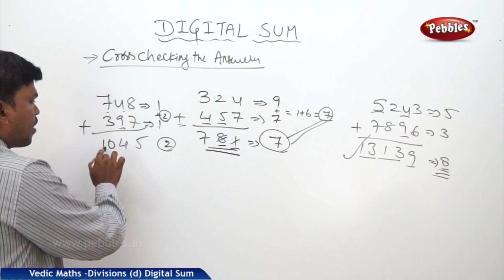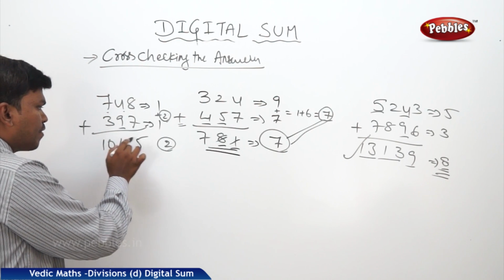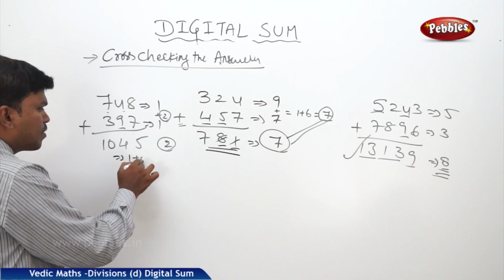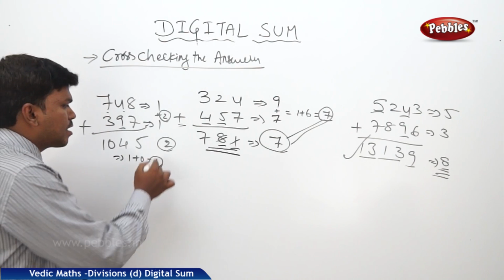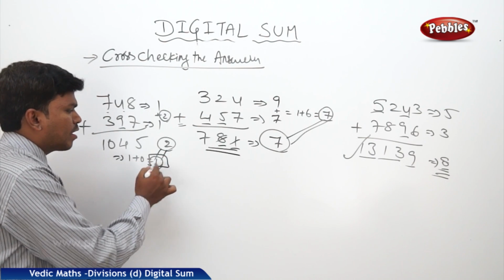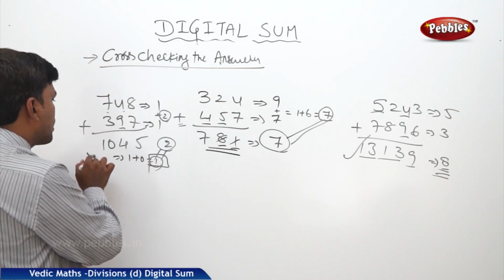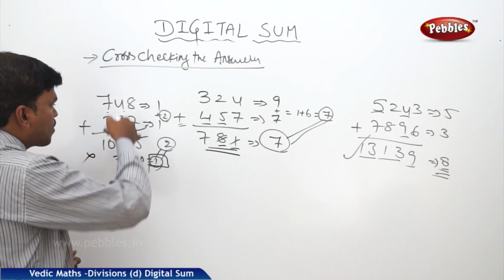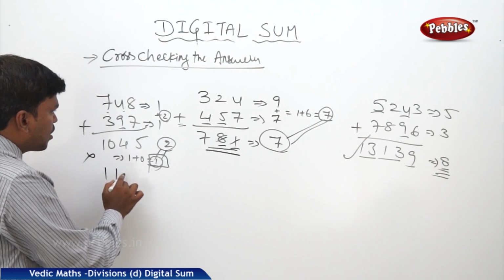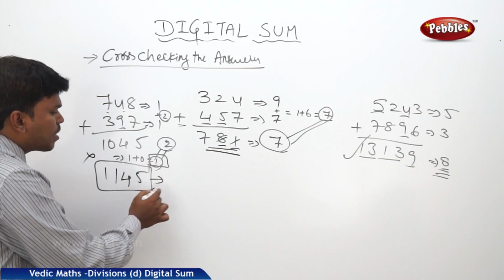Now check. 1, 4, 5, 1 plus 0, 1, 1 plus 4, 5, 5 plus 5, 10. 10 means 1 plus 0, 1. It is not matching with the digital sum. I got the digital sum as 1, but actually you have to get it as 2. So my answer is wrong. So what is the actual answer? You can cross check like that. So 7 plus 3, 10 but 11, 3 but 4 5, 1 1 4 5 is my answer. Now what is the digital sum? 2.